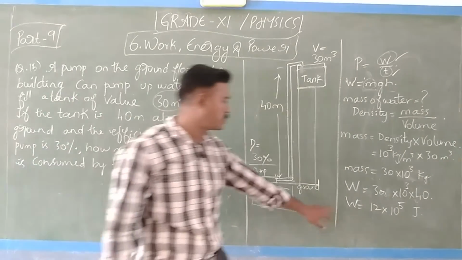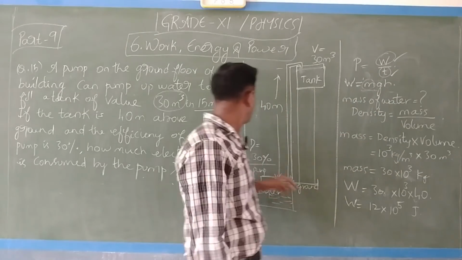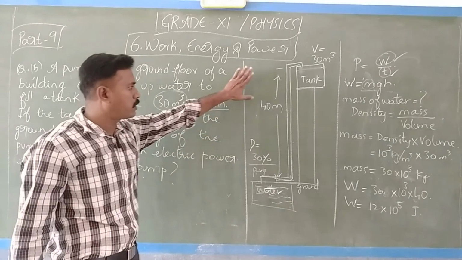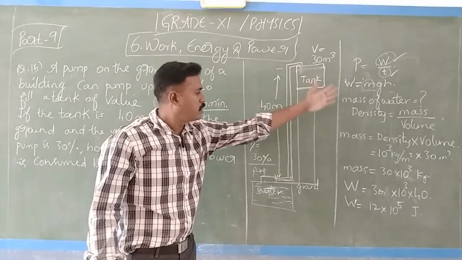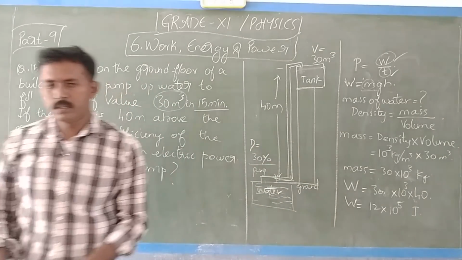எனக்கு work done தெரிஞ்சாச்சு, time எனக்கு கொடுத்துட்டாங்க. சரியா? Next என்ன பண்ணனும்? Power கண்டுபிடிக்கணும். Power ஓட ஃபார்முலா என்ன? So now I will arrange the students. இதுக்கு அப்புறம் இங்க ஃபாலோ பண்ணிக்கங்க. You follow this problem from here to here.